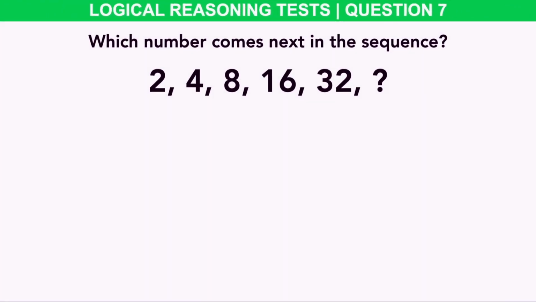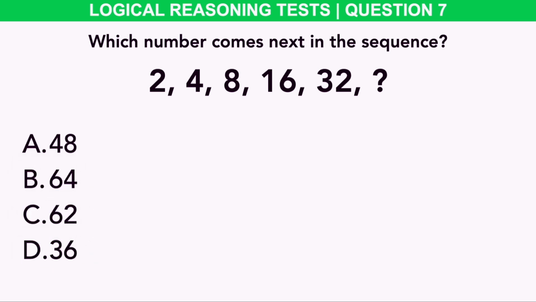Okay, let's move on to a slightly different aptitude test now, still based on logical reasoning. Here is the question. Which number comes next in the sequence? So we have 2, 4, 8, 16, 32. What do you think that question mark could be? Is it A, 48, B, 64, C, 62, or D, 36? You have 10 seconds to let me know your answer in the comment section below the video.